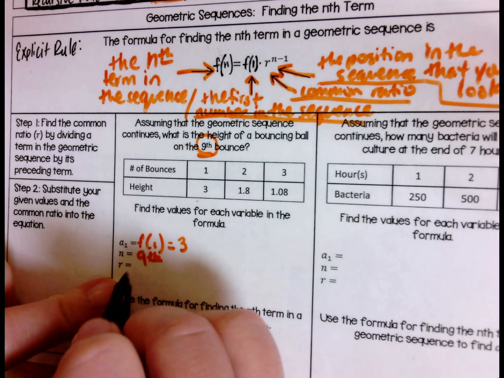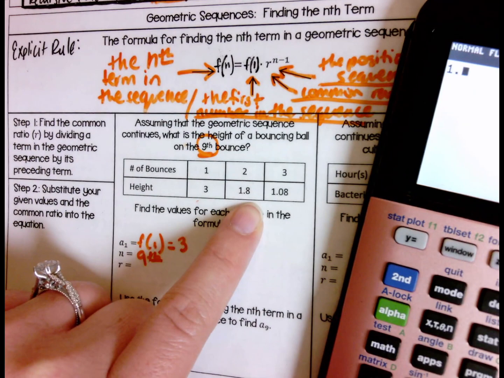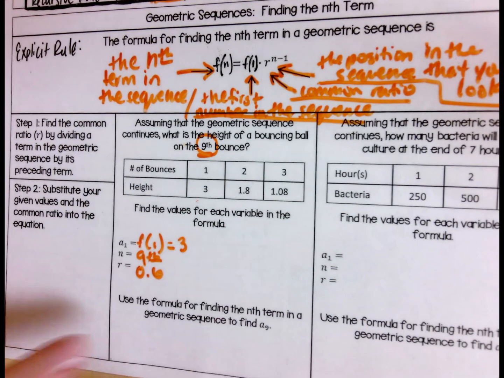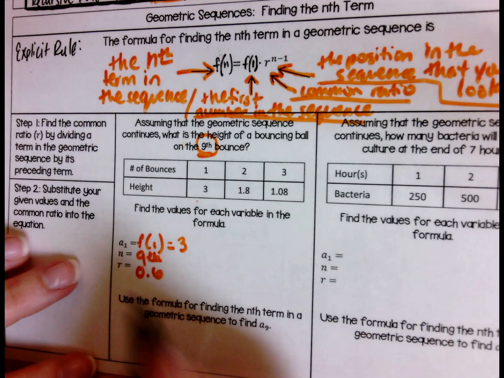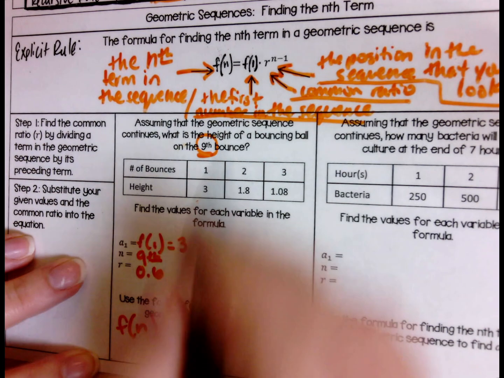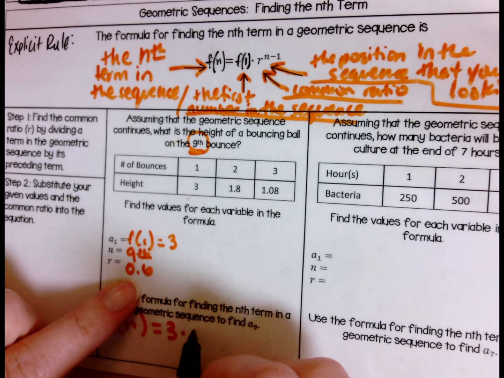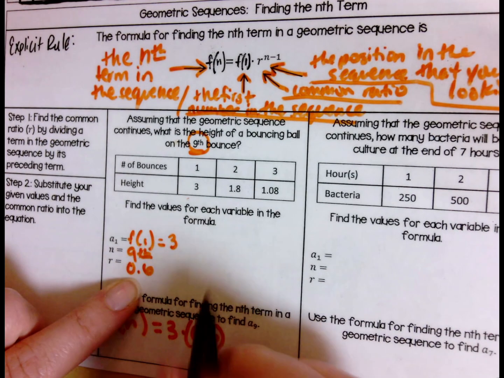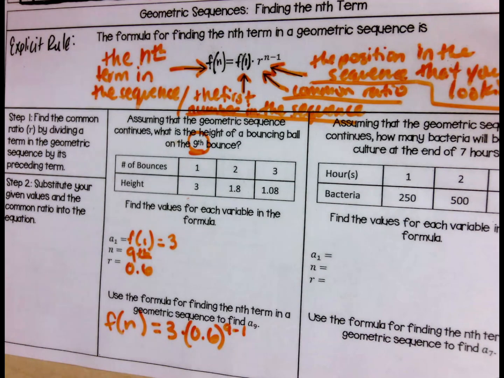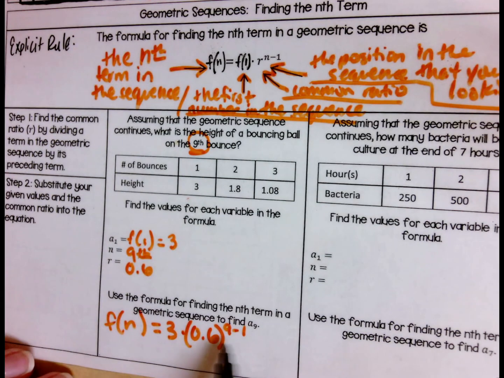Okay, 9th term. And r is going to be found by taking this second term, 1.8, and dividing it by 3. So it's 0.6. So that's the ratio that we're going to be multiplying by. So I'm going to plug this in, and I have f of n is equal to the first term, which is 3, times the ratio, which is 0.6, raised to the power of n minus 1. So just like that first example of the swing, we subtract out that first term because that's the full height. And so we're going to do 9 minus 1 up here.